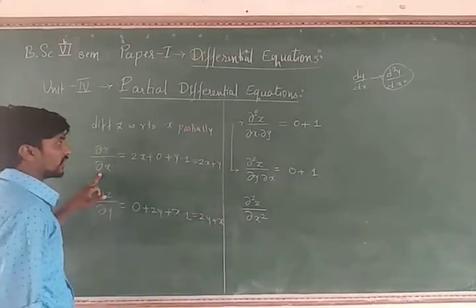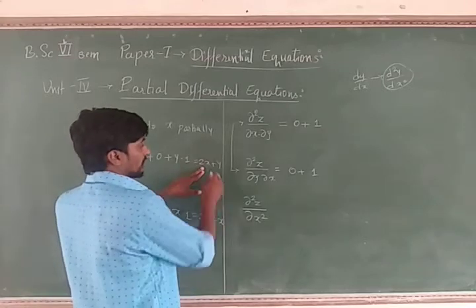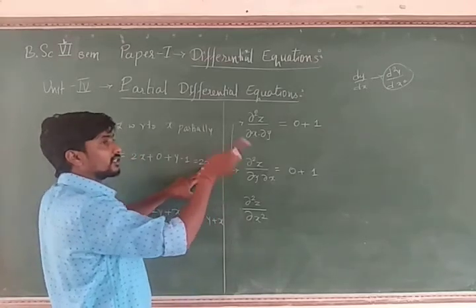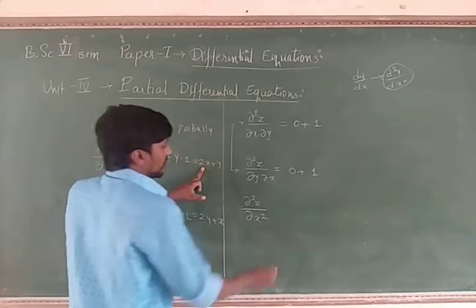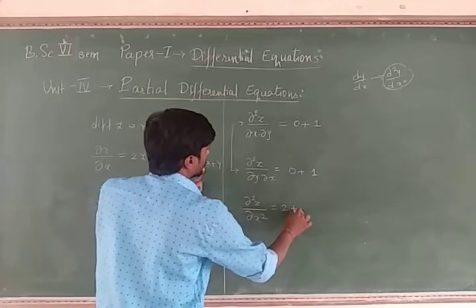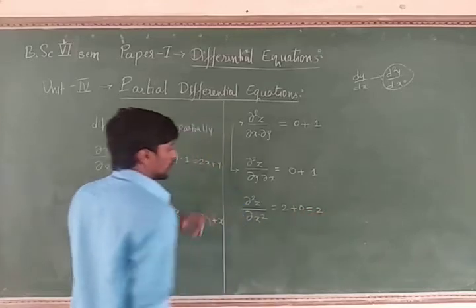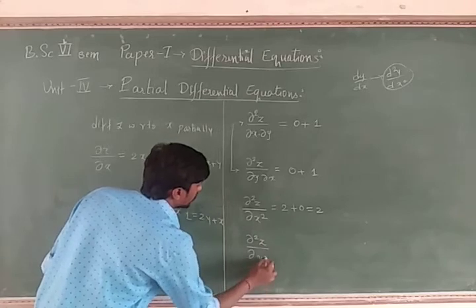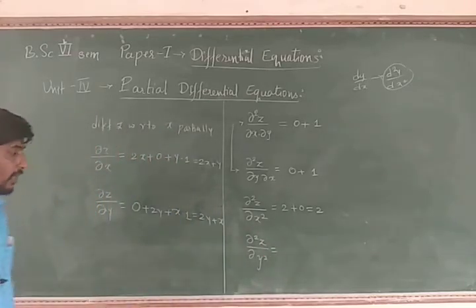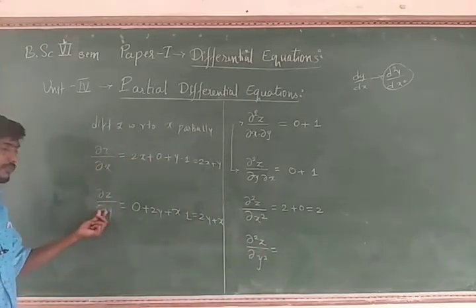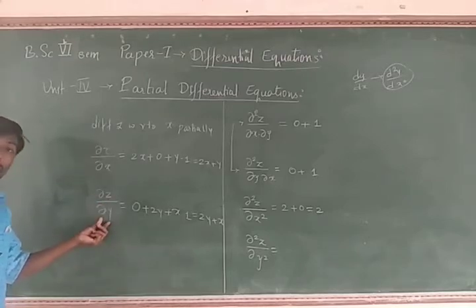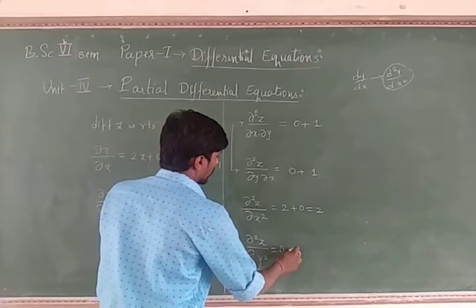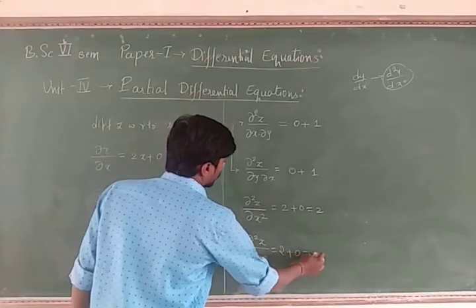Differentiating this value with respect to x means y will be constant, so the value becomes 0. Therefore the value of this is 2 plus 0, otherwise we have it as 2 only. Similarly we have ∂²z/∂y² equal to ∂²z/∂y². This function is differentiated again with respect to y, then its value will be 2 plus 0 equal to 2.